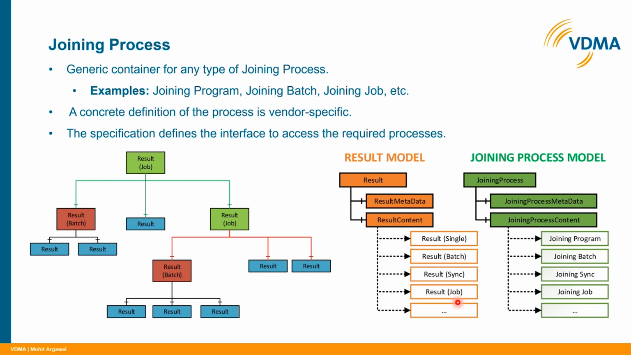a joining job can result in a job result, and so on. But one important point here is we did not standardize the content of the joining process yet, because it is so complex and different configurations are there, and those use cases can be discussed and defined in the next version of the specification. But we have defined a set of APIs to manage the joining process, which I will go through in the subsequent slides.